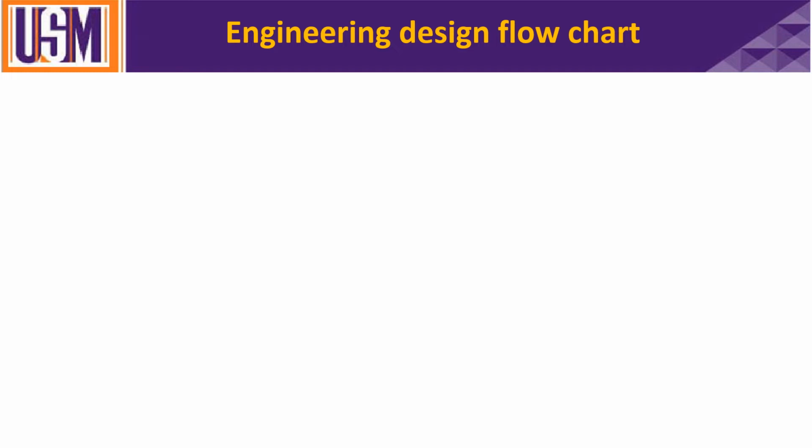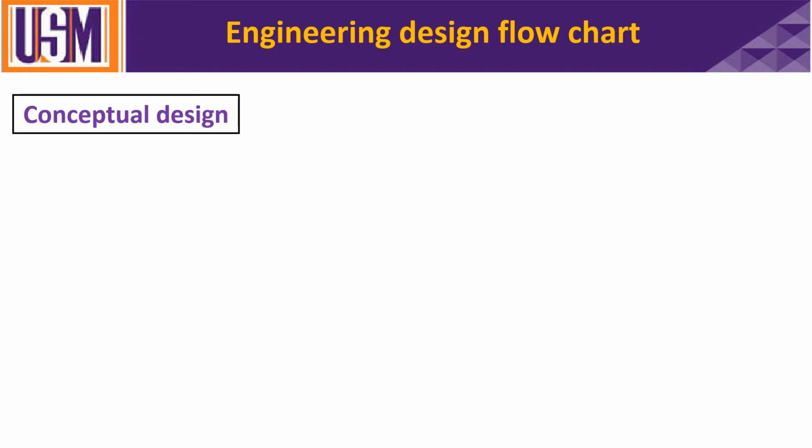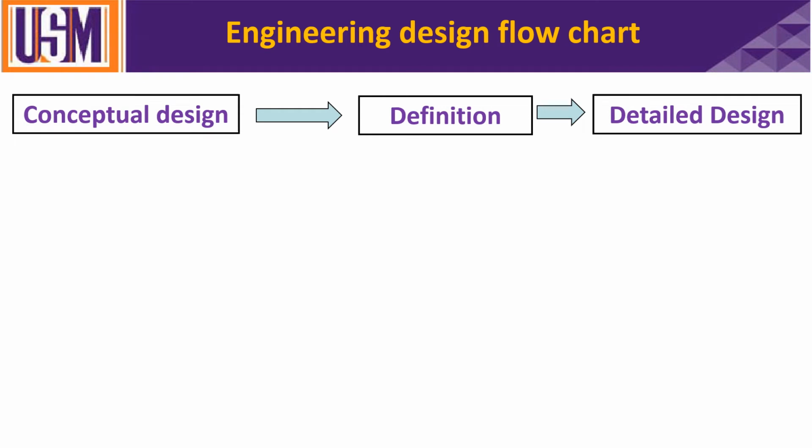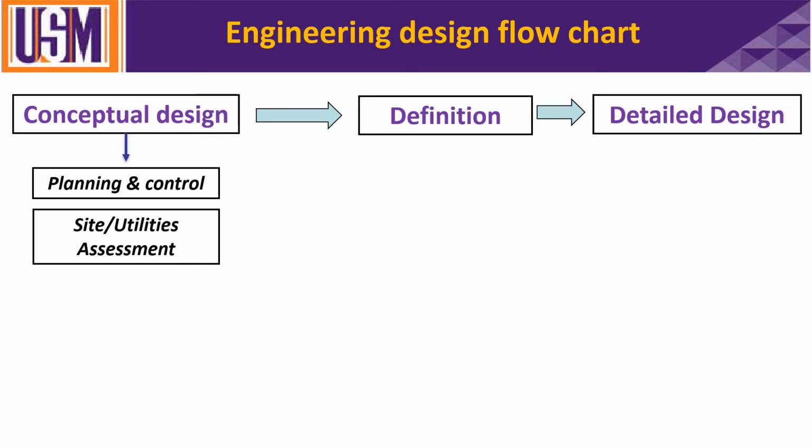So the engineering design flowchart: you start with a conceptual design, followed by a definition, followed by detailed design. So this is under E, under the engineering design. In the conceptual design, you will have the planning and control. You will have a site utilities assessment. How is the site suitable for you? How are the utilities available? Electricity, gas, fuels, water, whatever utility is available for you in this site. You need to evaluate this assessment before you start.